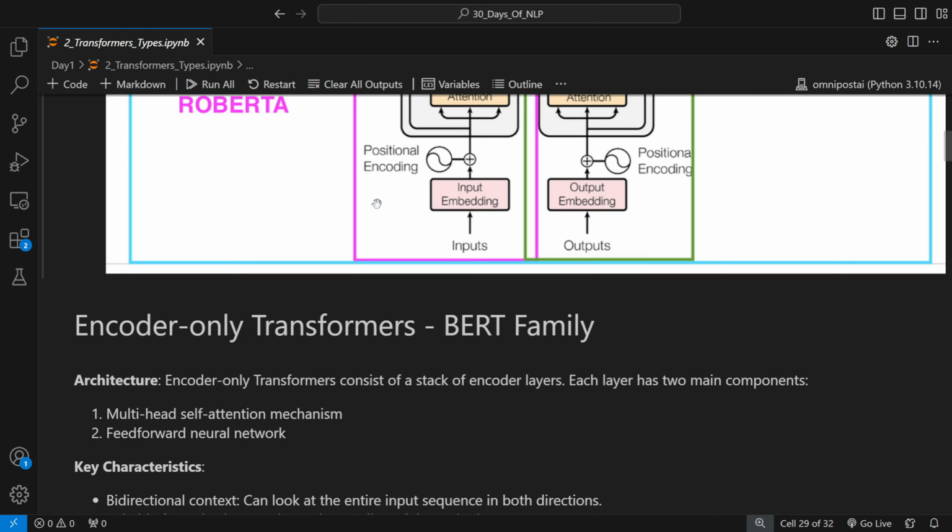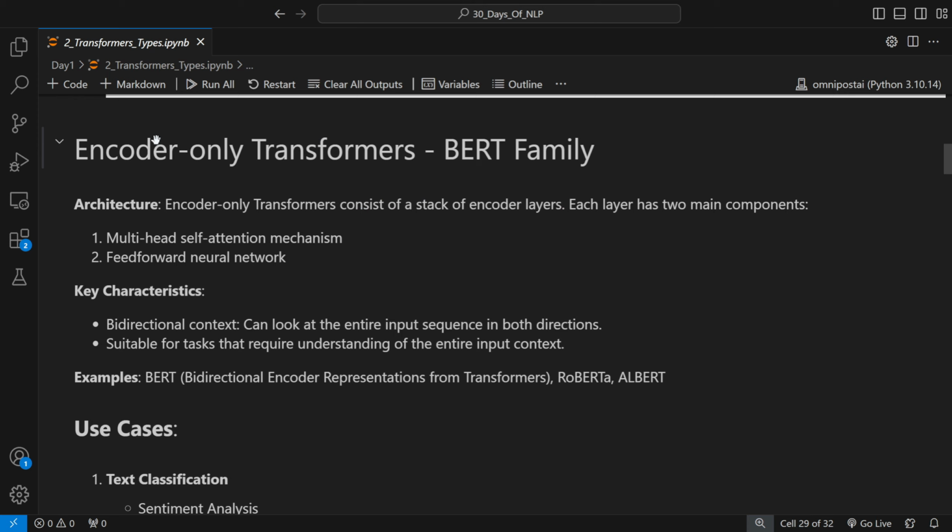Now let's first understand encoder only transformers, which are BERT family models. As an architecture, this transformer only consists of a stack of encoder layers, which has two main components. One is multi-head self-attention, and then a feed-forward neural network. So here you can see it is multi-head attention and feed-forward. If you consider the embedding as a component as well, then yes, you can also add that as a component. But these two are the main components.